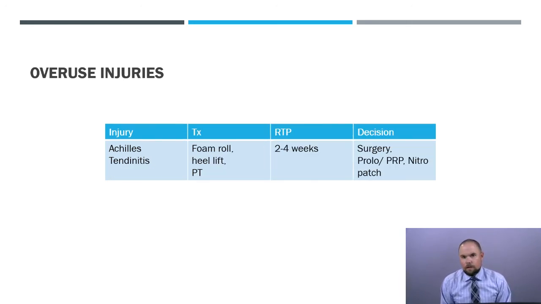Treatment for these, usually I'll talk to the patient about heel lifts. I'll put a heel lift in their shoe, foam rolling on the calf and the Achilles, and then also physical therapy. And then usually patients with this will improve at 2 to 4 weeks. Surgery's rarely indicated, and there's some evidence as far as prolotherapy and platelet-rich plasma in treating these issues. One other thing that has been shown is a nitroglycerin patch over the Achilles from a pain relieving standpoint.